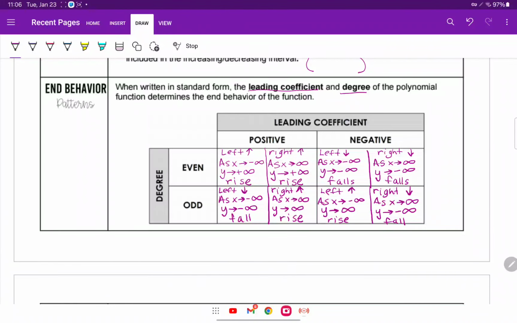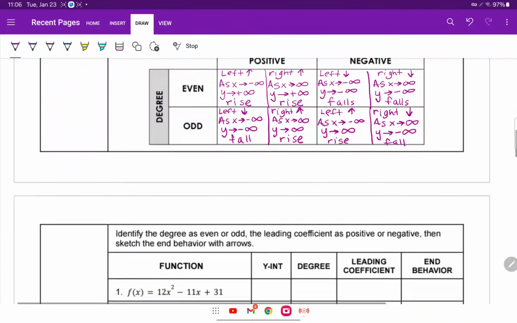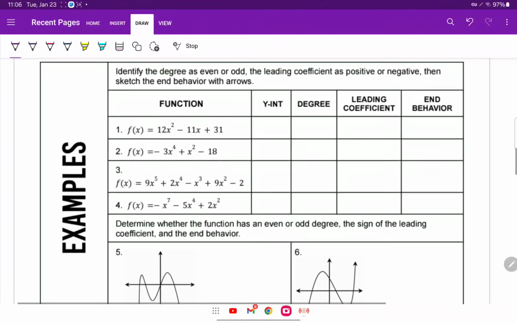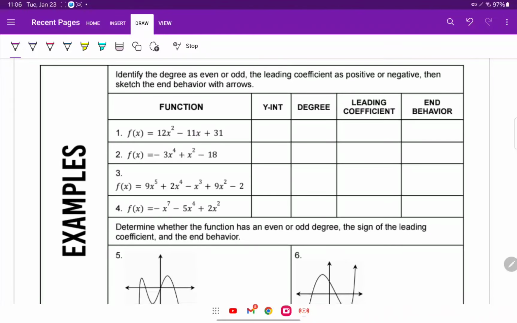Now, as we do more practice problems, this makes a little more sense. I know it's a lot kind of all at once, but let's do some examples so that you can see this guy in action with graphs. All right, so I've got several different polynomials here. First and foremost, make sure they're in standard form. Then we're going to give the degree, and we're going to tell if it's even or odd. Give the leading coefficient, and then decide or show whether it's positive or negative, and then kind of sketch the end behavior with arrows so that you can see.